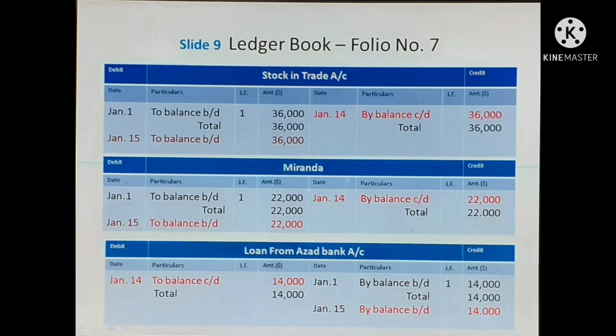Loan from Azad Bank is a liability account, which was there at the beginning. By balance brought down 14,000. Again, in loan from Azad Bank, there is no transaction during this period from January 1 to January 14. So the same balance is to be brought down. On January 14, deficit to balance carried down 14,000, and it is brought down on credit side January 15 by balance brought down 14,000. We owe 14,000 rupees on this loan account.